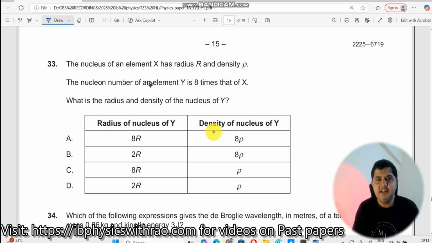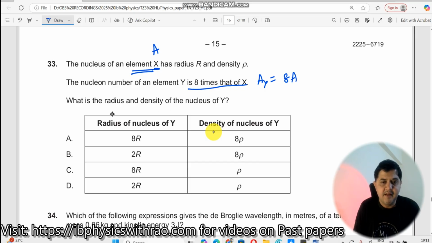Question number 33. The nucleus of an element X has a radius R and density rho. The nucleon number of an element Y is 8 times that of X. First, let element X have a mass number equal to A, so the number of nucleons in it is A. Therefore, I can write AY is equal to 8 times A. So what is the radius and density of the nucleus of Y?